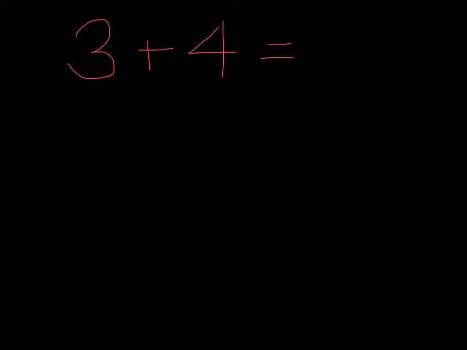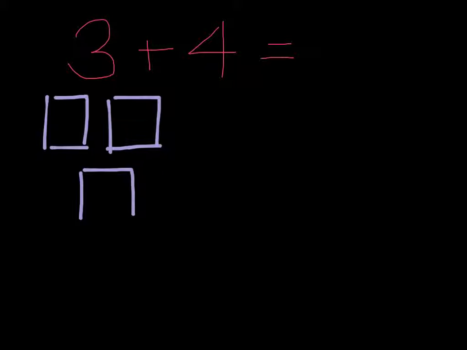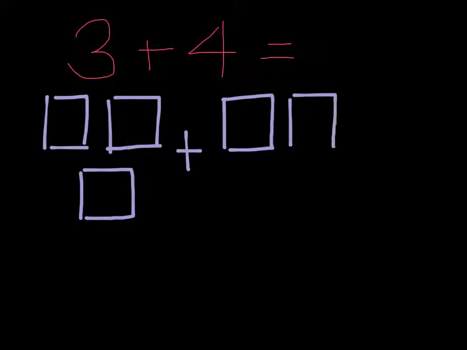Something like 3 plus 4. Again, let's take our square idea and draw this out to better understand. We have 1 square, 2 squares, 3 squares, and we're adding that to another 4 squares. 1, 2, 3, and 4.